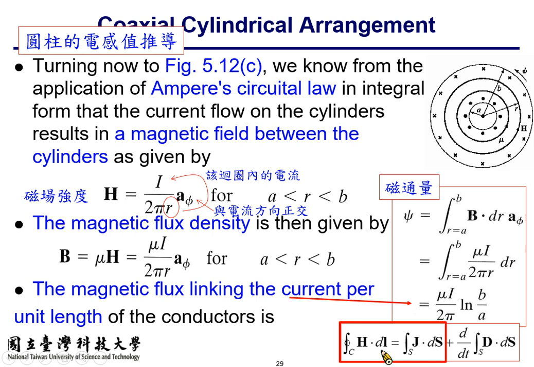So the integral is written as the dot product of B with dr, for r equals A to B. So here is the total magnetic flux passing through these blue strips on the blackboard: mu times I divided by 2 pi times log of B over A. You put B and A as the limits of this integral region, so you have the total magnetic flux.